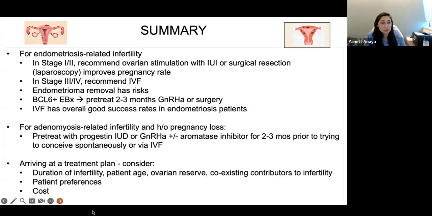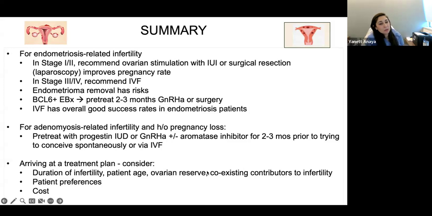As far as removing endometriosis off the ovary, the concern is the potential decrease in ovarian reserve. And so, in general, we tend to recommend against removing endometriomas for the purpose of fertility treatment. And as far as patients with a positive or elevated BCL6 marker after an endometrial biopsy, those patients we may consider treating with a GnRH agonist or surgery for 2 to 3 months to suppress the inflammation. I think that overall what we find is that with IVF, we can have overall good pregnancy outcomes in patients with endometriosis.